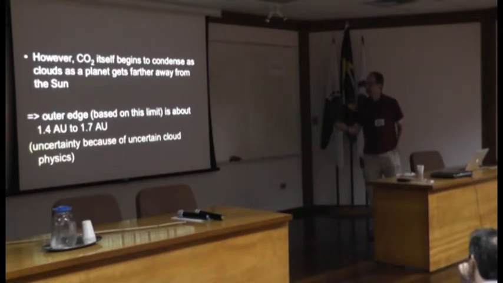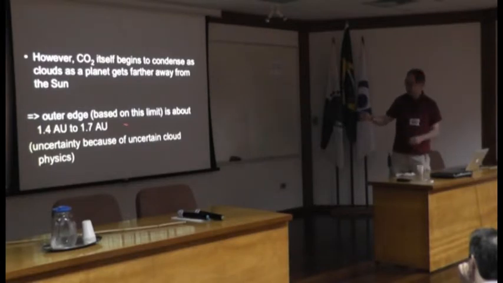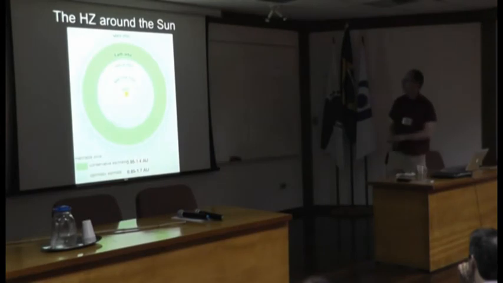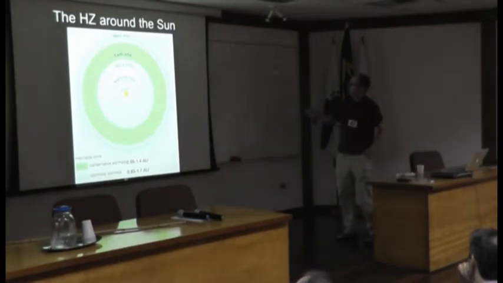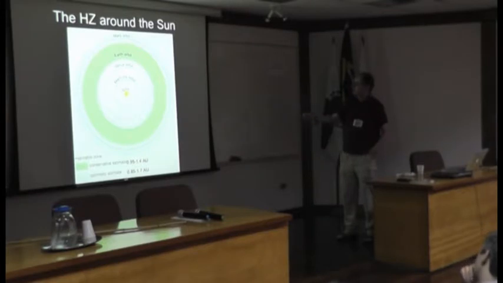And this uncertainty is again due to the way this is set by carbon dioxide condensation. There's some uncertainty in how that behaves. So there's a spread here. So the habitable zone around the sun looks like this, roughly speaking, and the Earth's orbit is pretty close in this conventional view to the inner edge of the habitable zone.